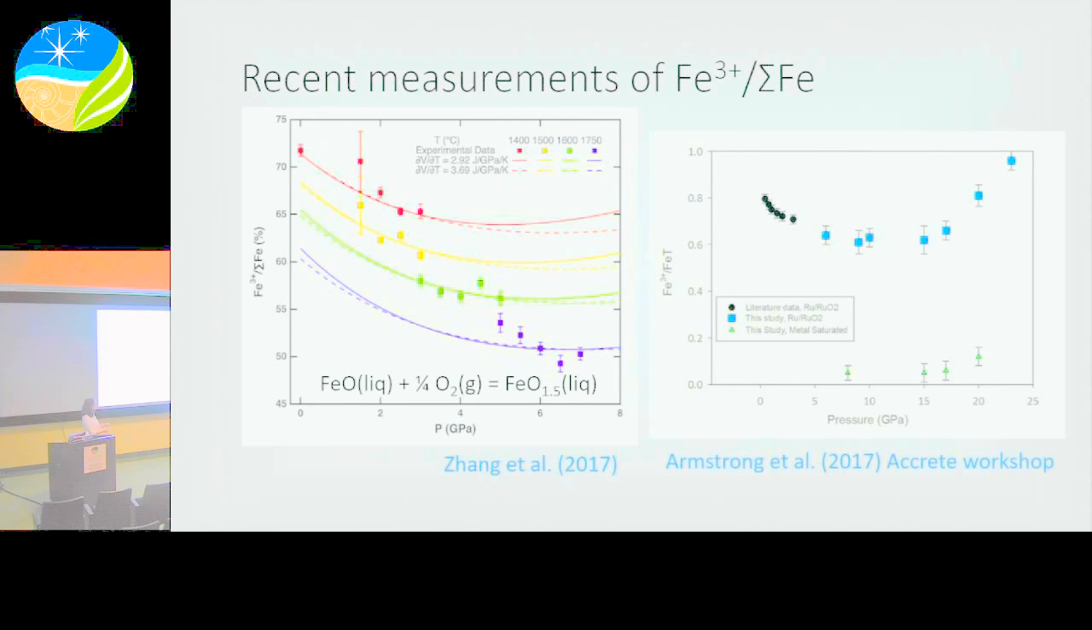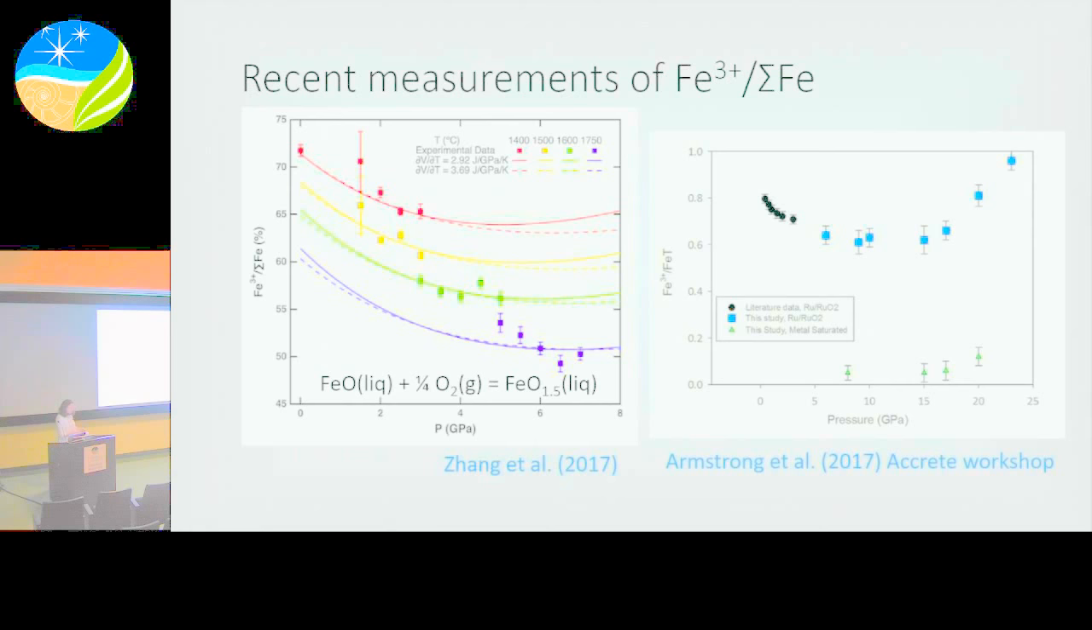I should mention that both this series of experiments and this series of experiments up here have been done on basically the same silicate composition. It's a rhyolite. And at the same oxidant fugacity. So they're using the same oxidant fugacity buffer, this ruthenium oxide.